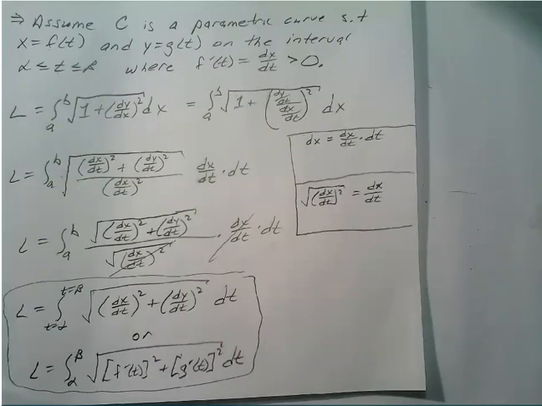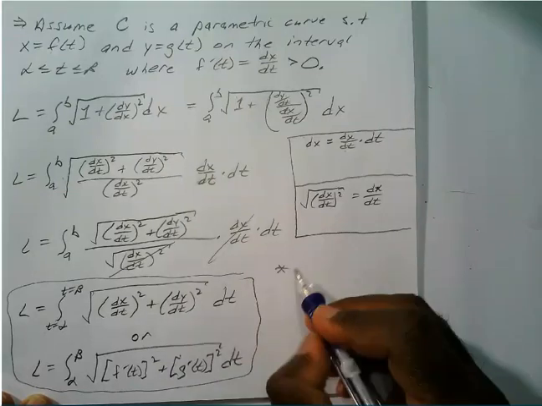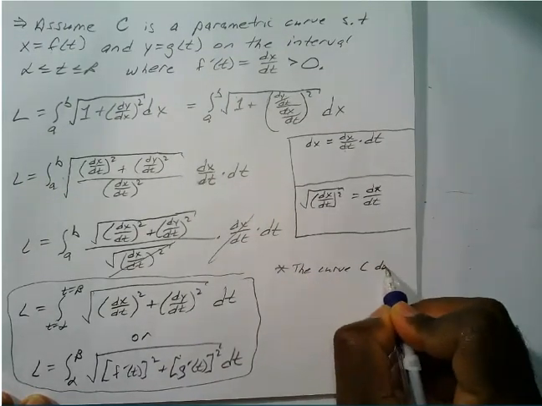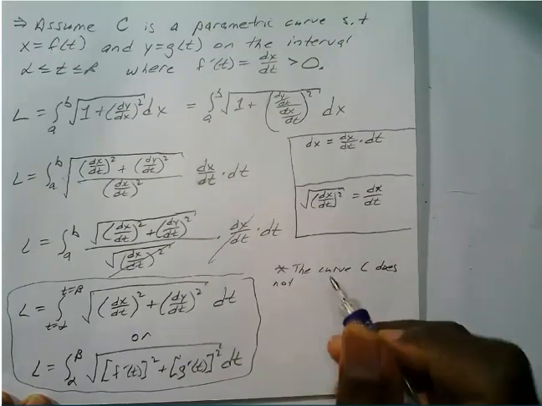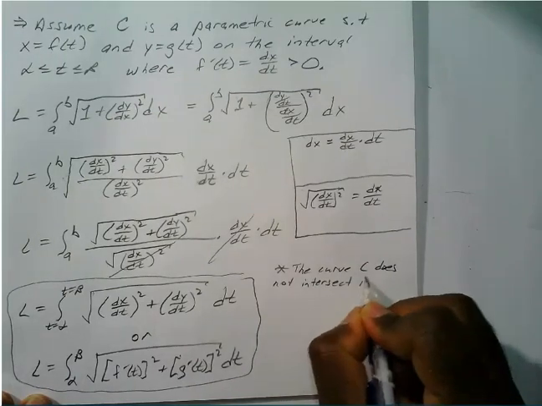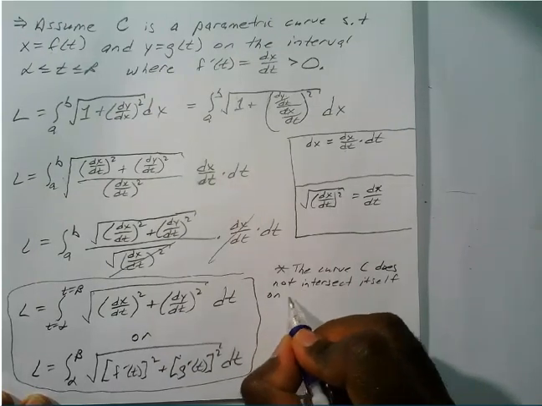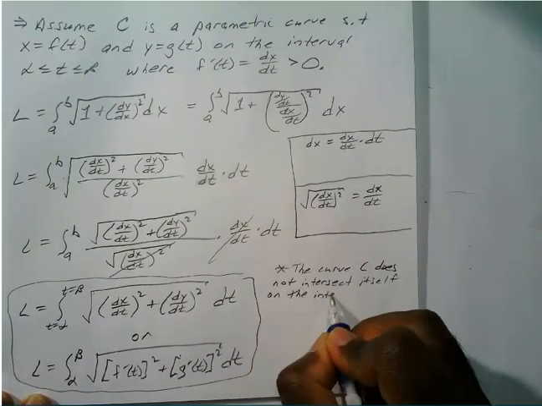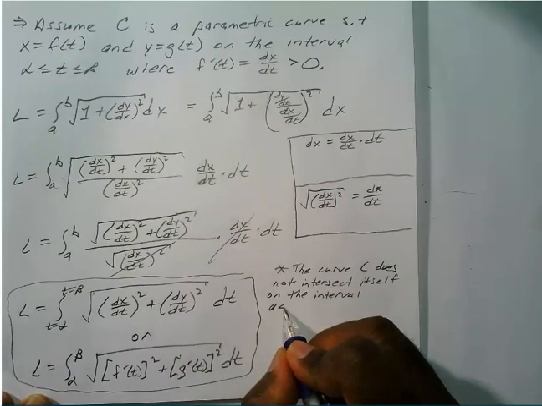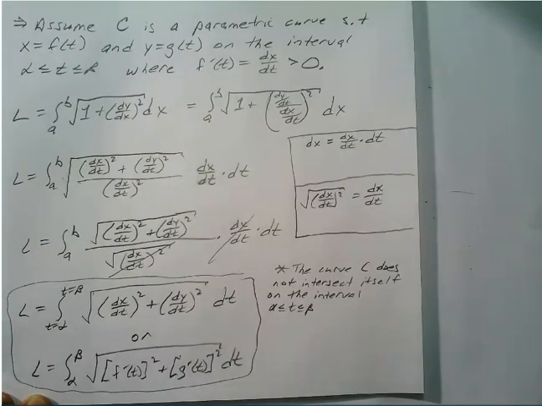Now there are a couple of stipulations you have to remember. One, we're assuming that the curve C does not intersect itself on the interval alpha to beta, except maybe at the endpoints.